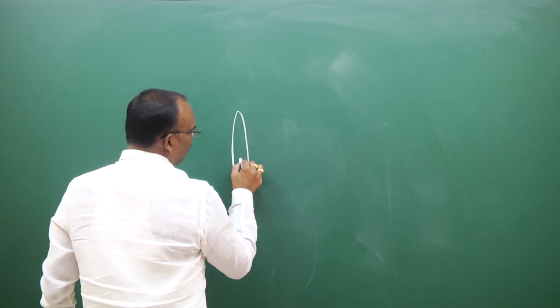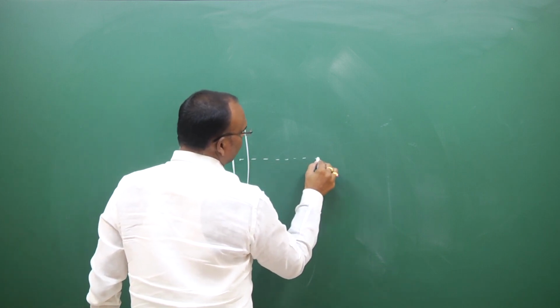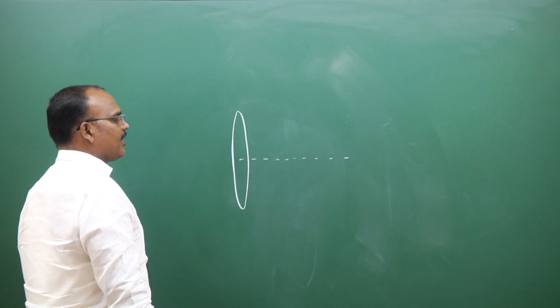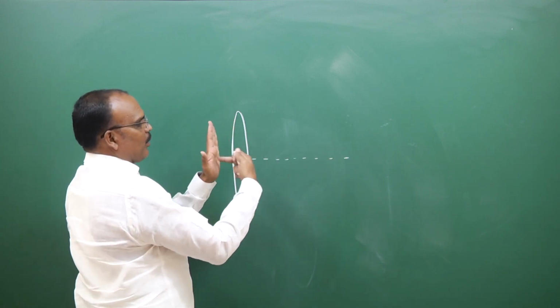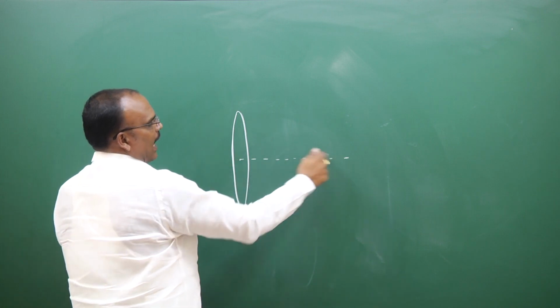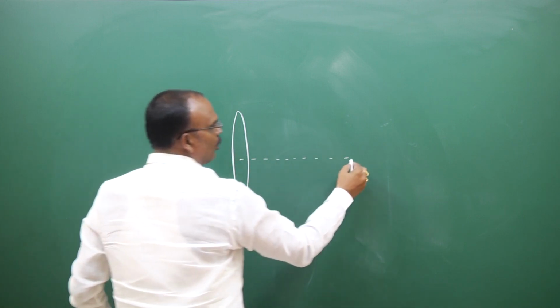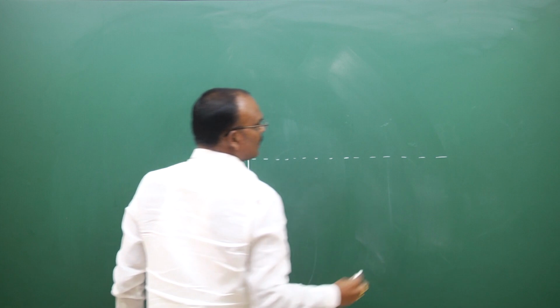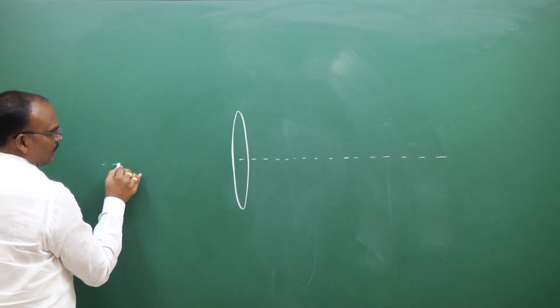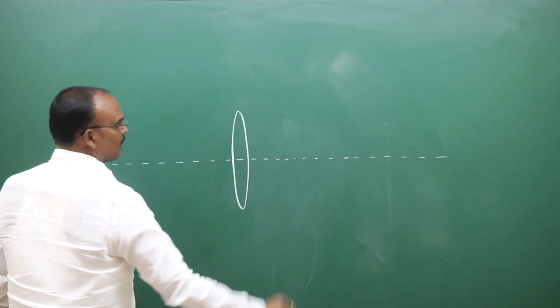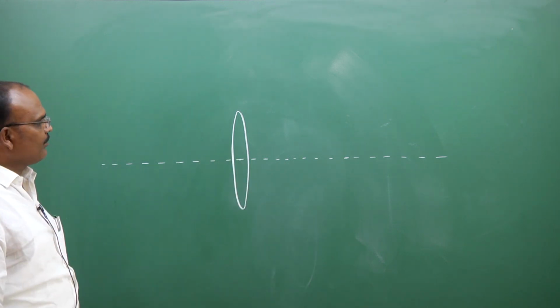The line passing through the center of the circle and perpendicular to the circular section is called the axis. Axis of the loop. This is the axis. This is the axis of the loop.